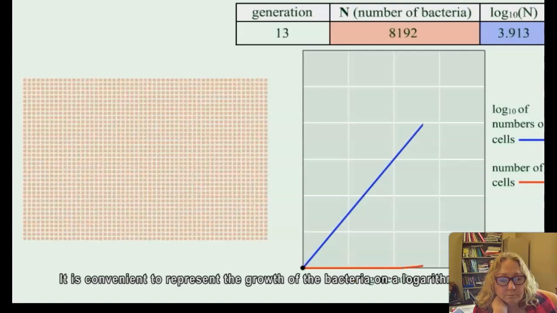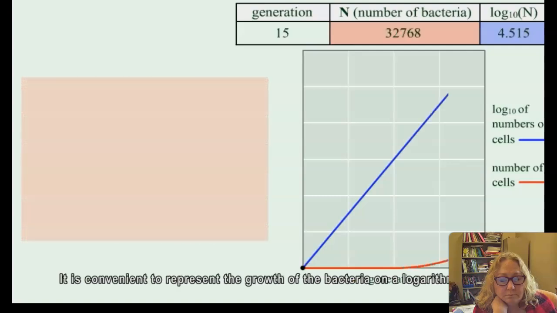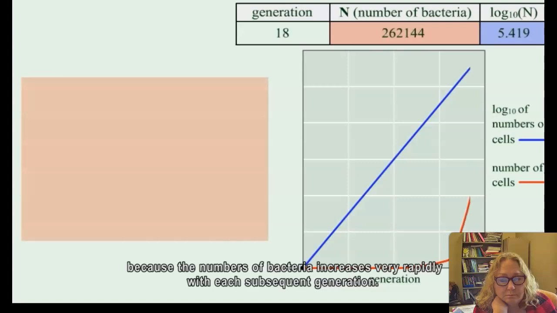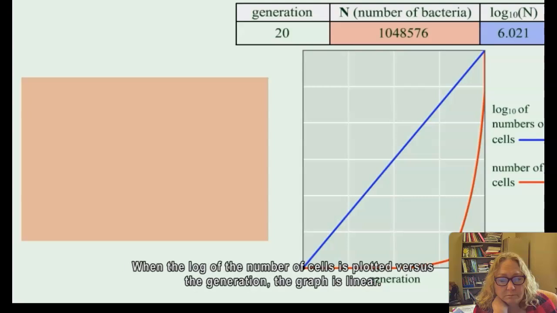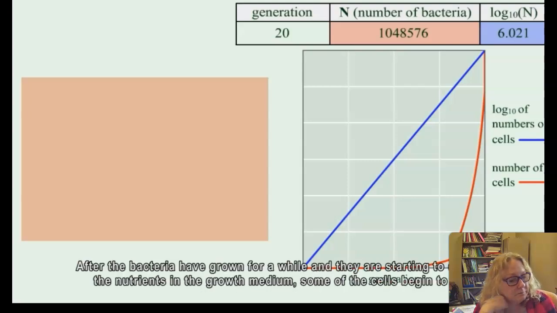It's convenient to represent the growth of the bacteria on a logarithmic graph because the numbers of bacteria increase very rapidly with each subsequent generation. When the log of the number of cells is plotted versus the generation, the graph is linear.